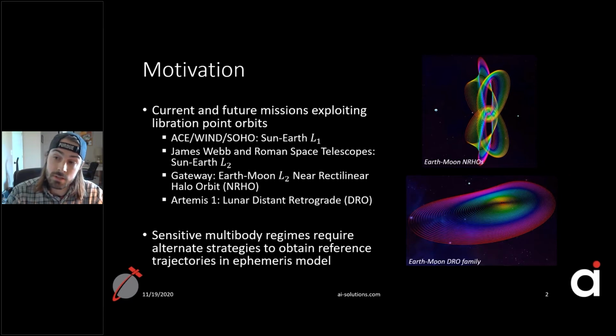Because a lot of these orbits deal with the balance of the gravity between the Earth and the Moon, or the Sun and the Earth, they're really sensitive, and they require alternate strategies in order to obtain a longer-term reference trajectory in a higher fidelity ephemeris model. So instead of just picking a single point that has orbital elements associated with it and propagating it forward, where it'll stay relatively in the same space, we have to come up with a different strategy to maintain the geometry that we want for, say, an NRHO or a halo orbit.